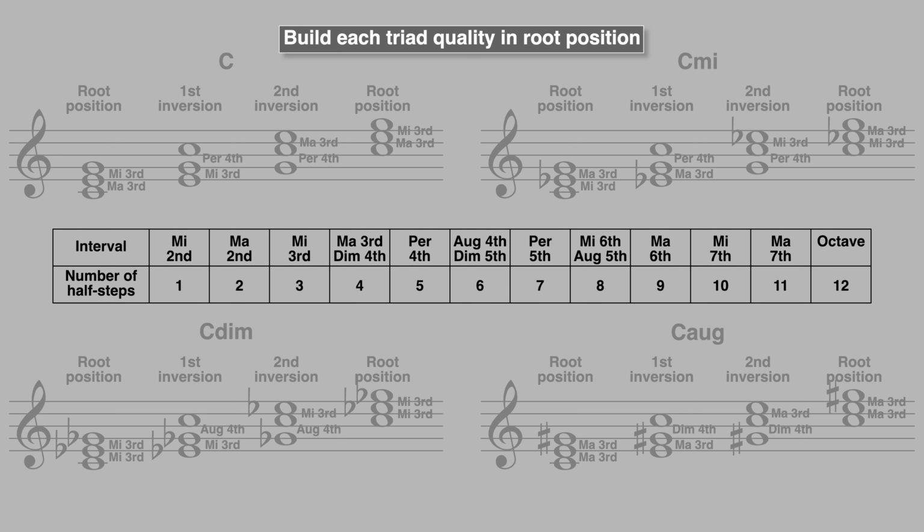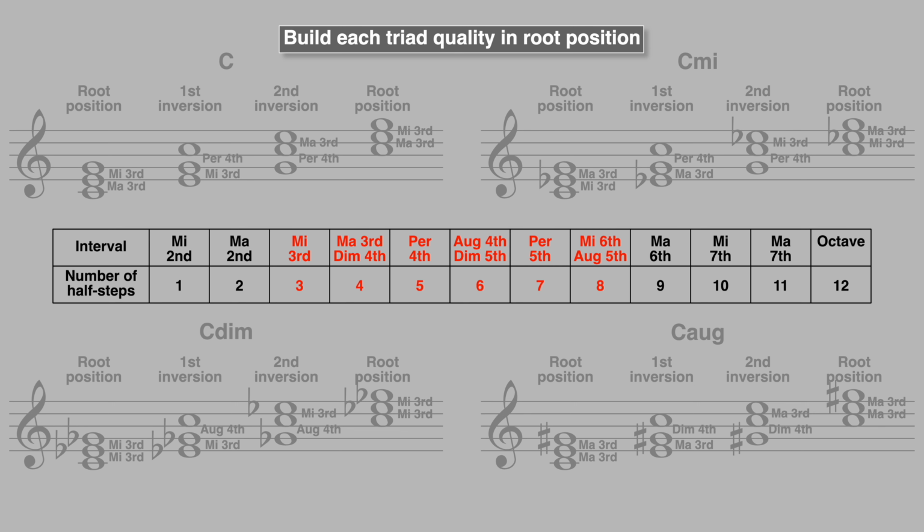Let's build each triad quality in root position. Mastering this, and you will be able to build any of these four triad qualities from any root note. From there, it's easy to turn them into first and second inversion using the method just described. In this interval chart, you can see the number of half steps required to create all intervals up to an octave. This is vital knowledge when you want to build triads or larger chords from any starting note.